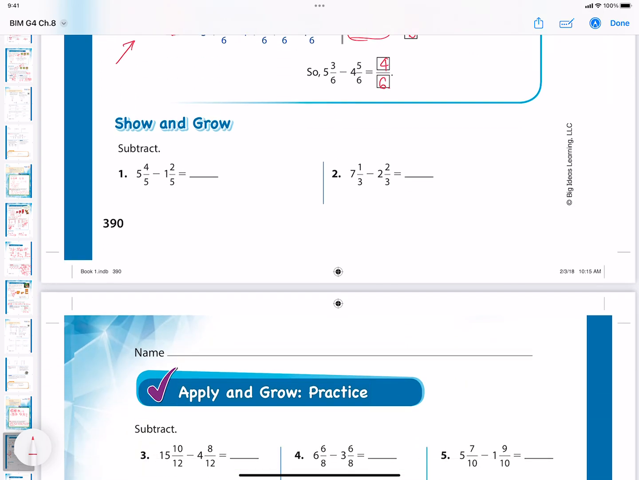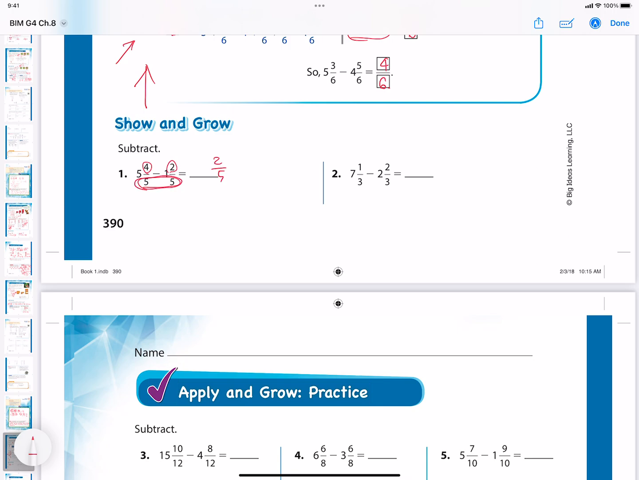So now, number 1, show and grow. Which way do you want to go for? But take a look, this 4 is greater than 2, and they have what? Same denominators. Okay, that means what? You can just simply take away. All right, so we don't have to regroup it or anything. Then stick to the first way that we practiced. So take away the fractional parts, which is what? 4 take away 2 is what? 2 over 5.